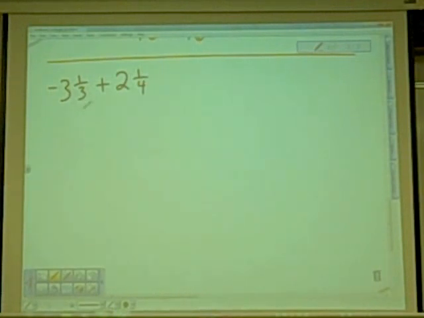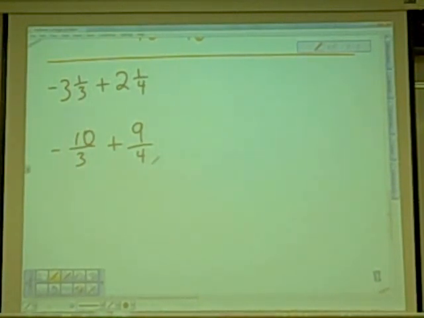Multiply 3 times 3. Okay, 3 times 3 is 9, plus 1 is 10, right? So is it 10 like that? Negative 10. Negative, good. Plus, and then 2 times 4 is 8, plus 1 is 9, so that's 9 over 4, all right? So that hasn't changed any.